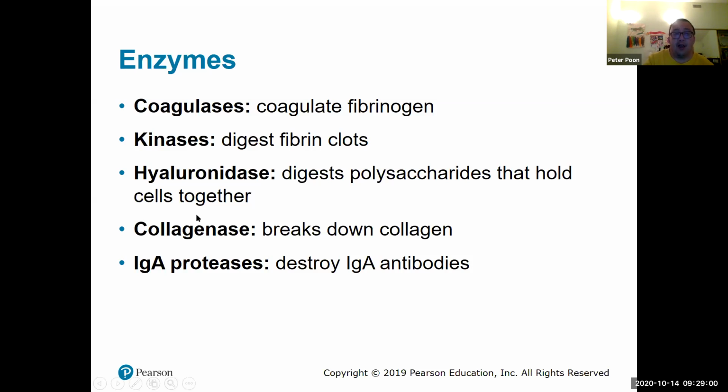Hyaluronidase digests polysaccharides that hold cells together, and this is especially true of the epithelium. Collagenases break down collagen. IgA proteases destroy IgA antibodies. IgA is a special type of antibody that is secreted to the outside. So IgA protease breaks down IgA, and the antibodies that are trying to prevent you from getting through on the outside are destroyed.